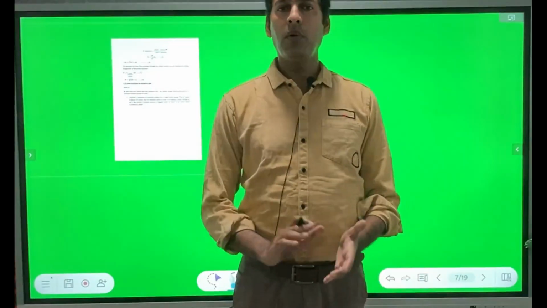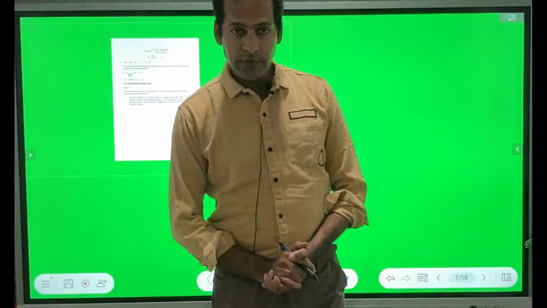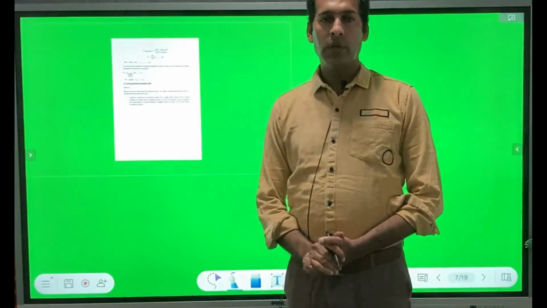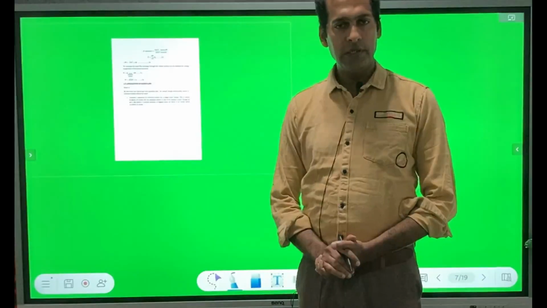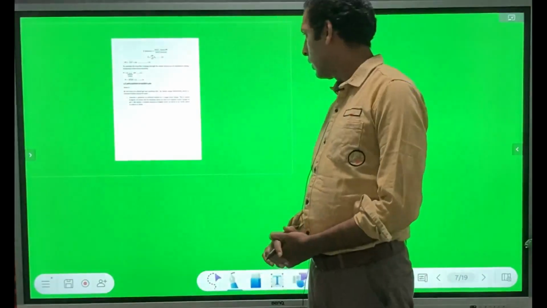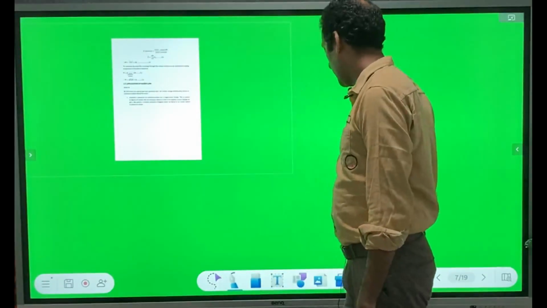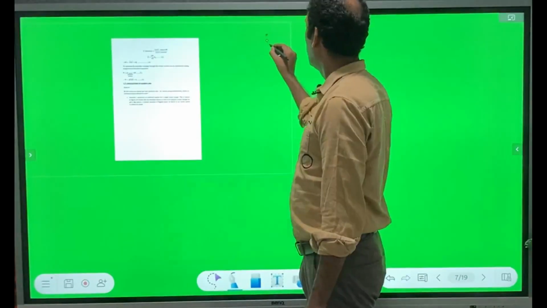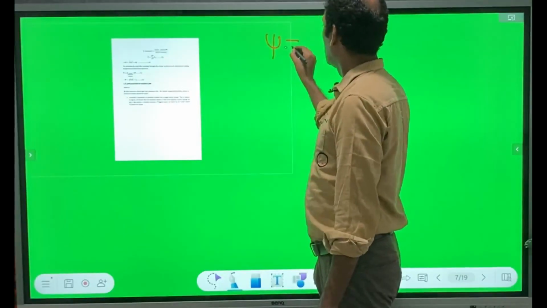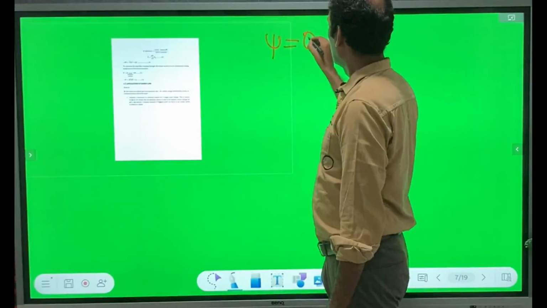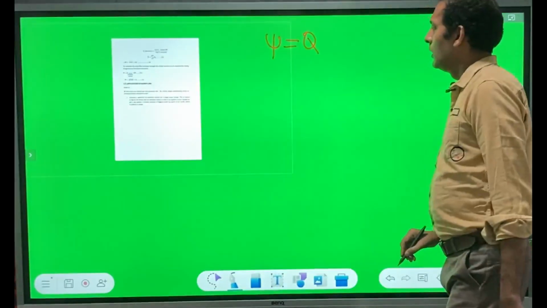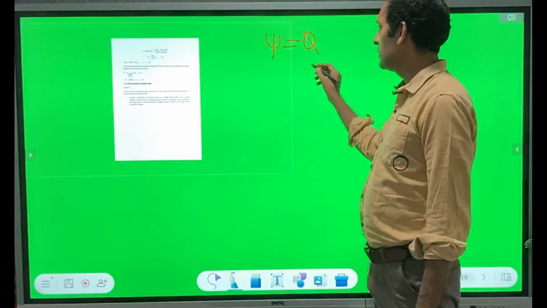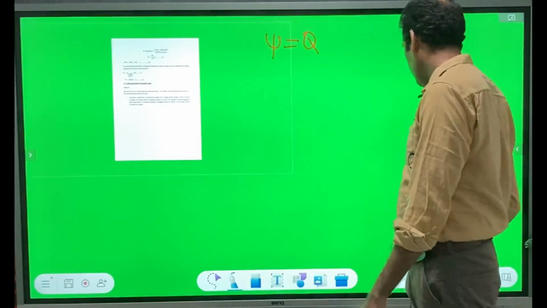We are discussing Gauss law, and in the previous session we have discussed the parameters regarding Gauss law. Today we will see the applications of Gauss law. Gauss law is a very interesting and simple law, based on the simple statement that the flux passing across any surface is equal to the charge enclosed by that surface.